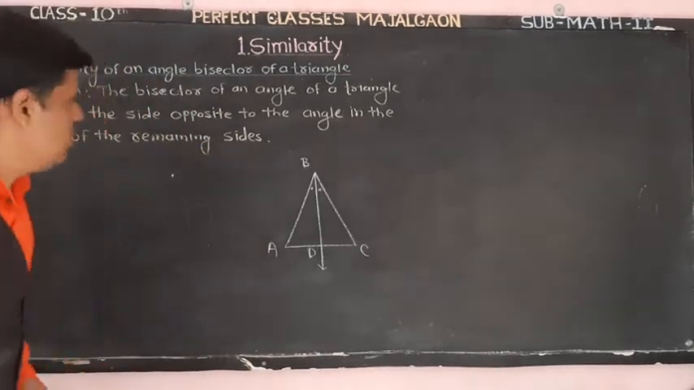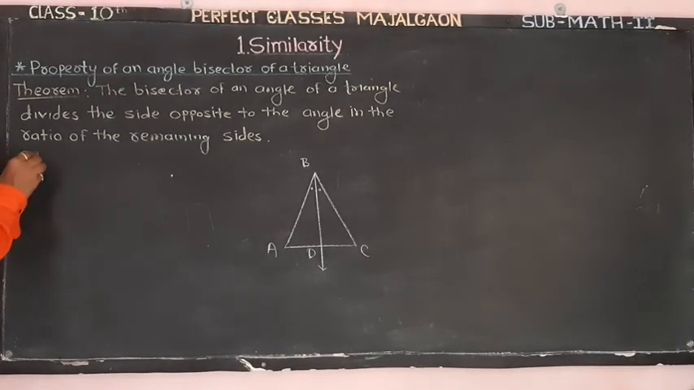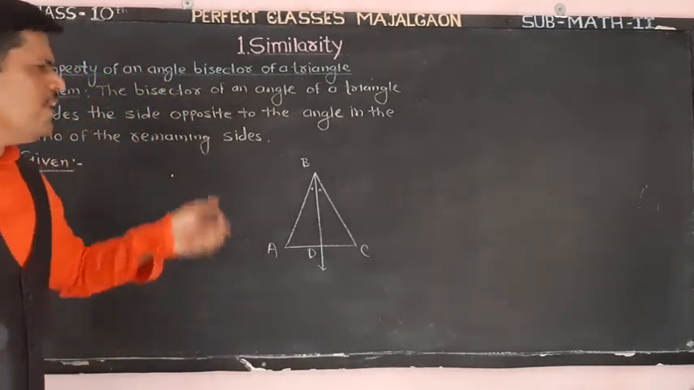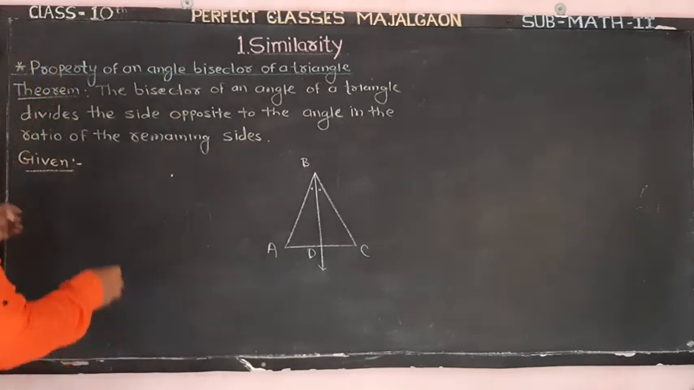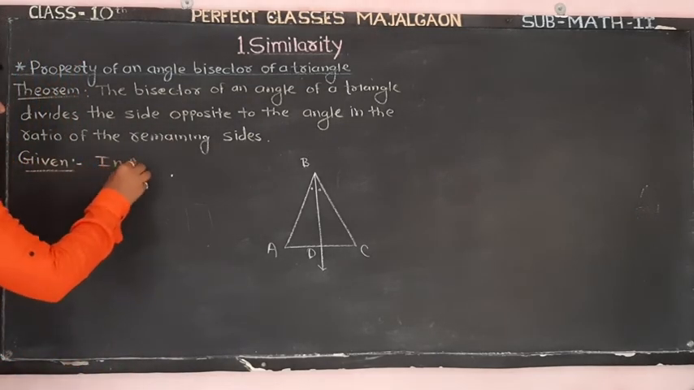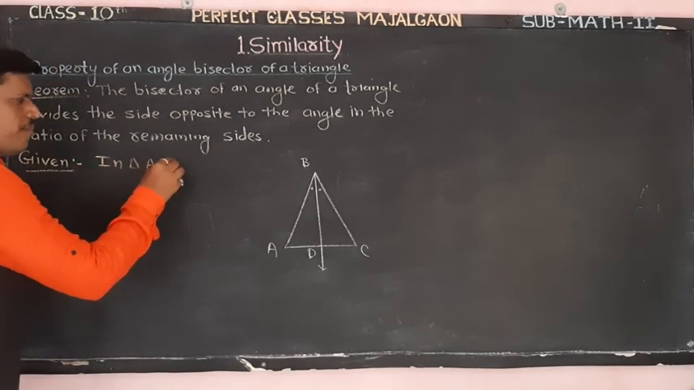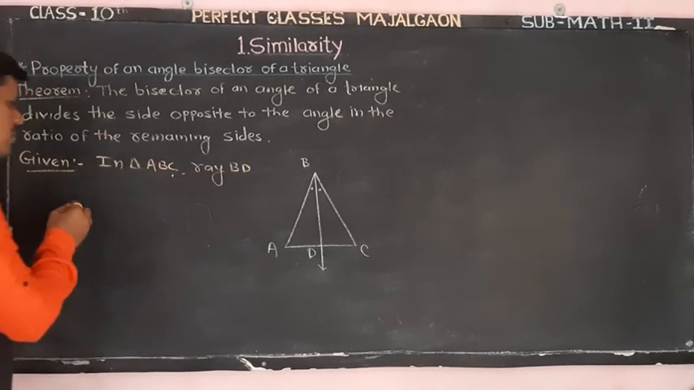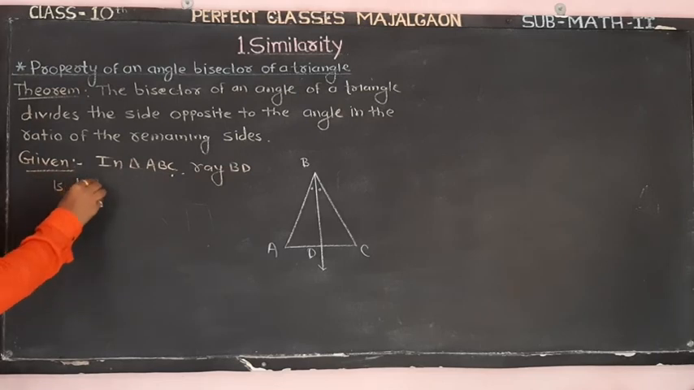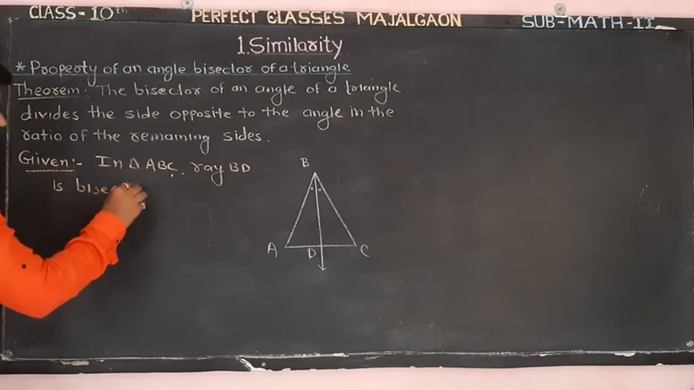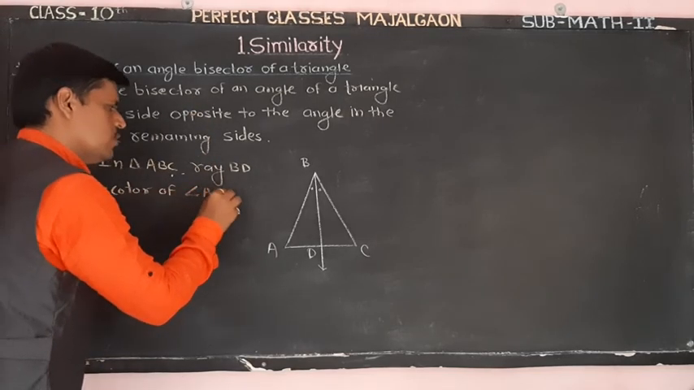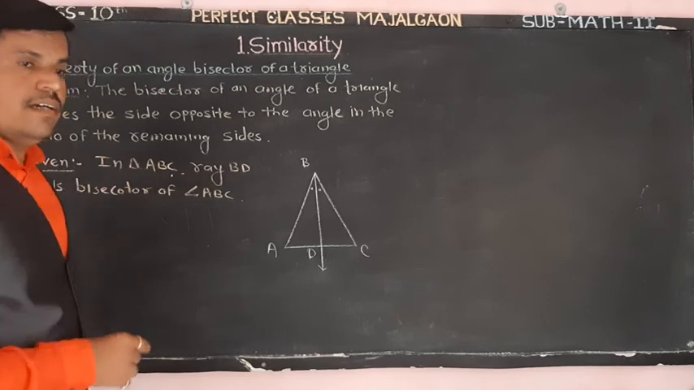Now we write the given. What is the given part? The bisector of an angle of a triangle. Which is the bisector? In triangle ABC, ray BD is the bisector of angle ABC. This is the bisector of angle ABC.